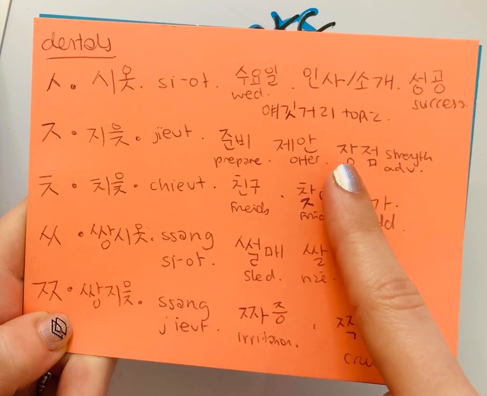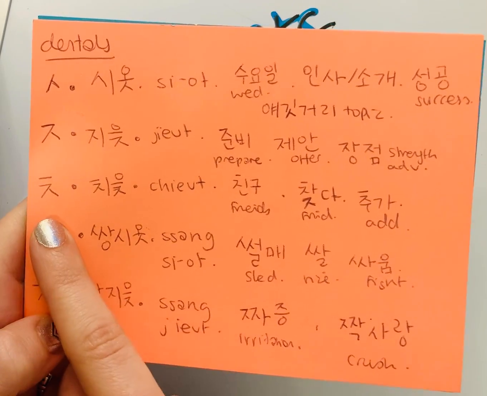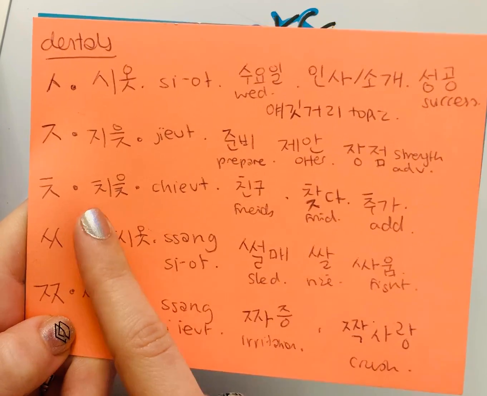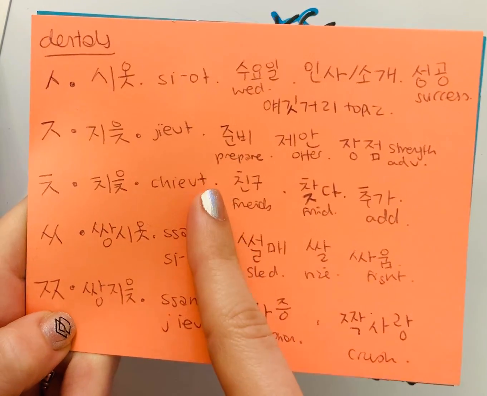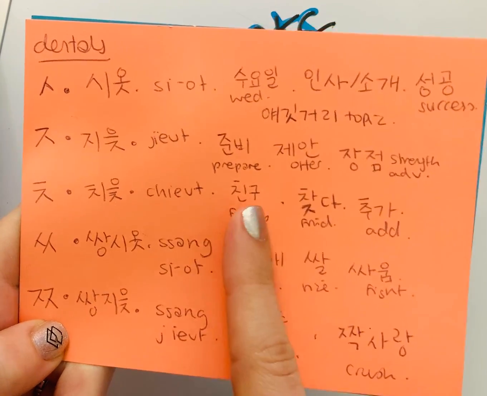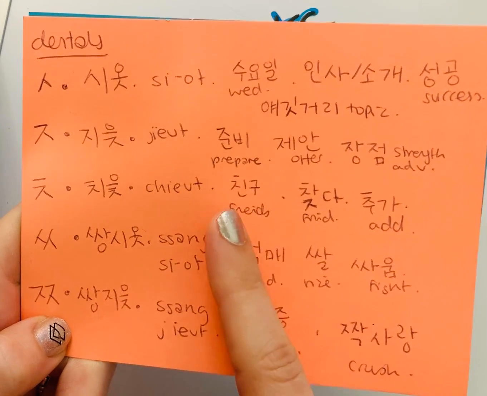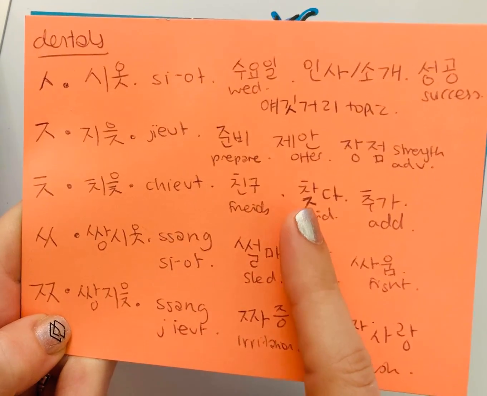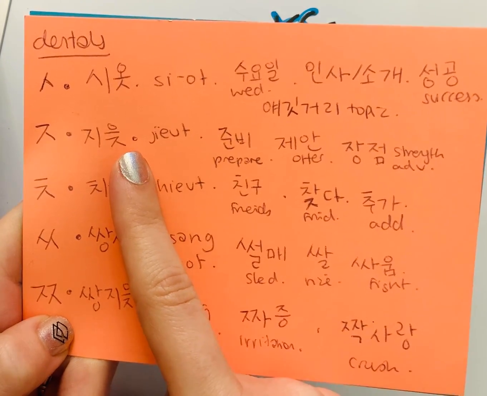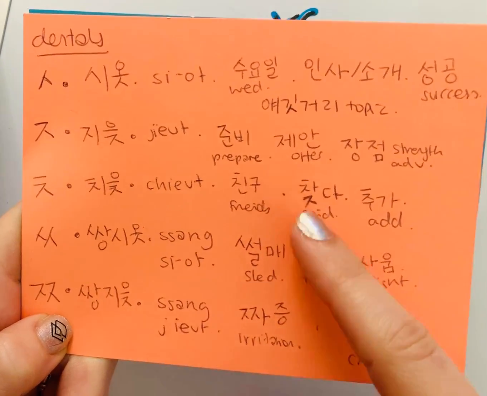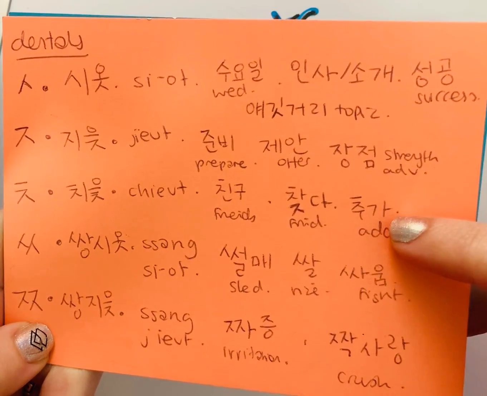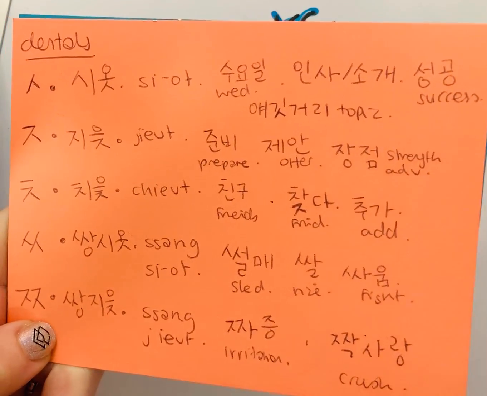Or the word for strength or advantage, jangjeom. Next, we have a CH sound, like CHI IT. You notice these all become T at the end. We use it in words like the one for friend or friends, CHINGU. Or to find, CHATTA, using this IT here as a T. And also, in terms of adding, 추가.